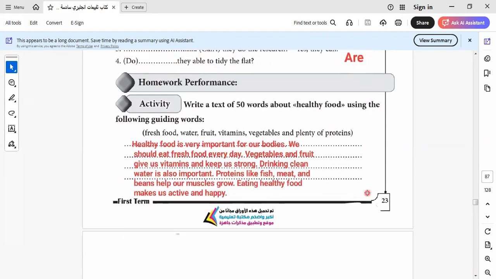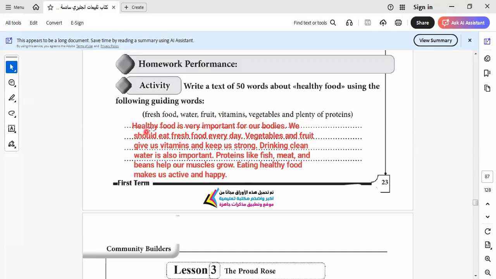Let's go to another one here. Here is a paragraph. Let's read it together. Here it's talking about what? About healthy food. Here are the words that guide you to answer in the exam: fresh food, water, fruit, vitamins, vegetables, and plenty of proteins. Here is what it says. Healthy food is very important for our bodies. We should eat fresh food every day.